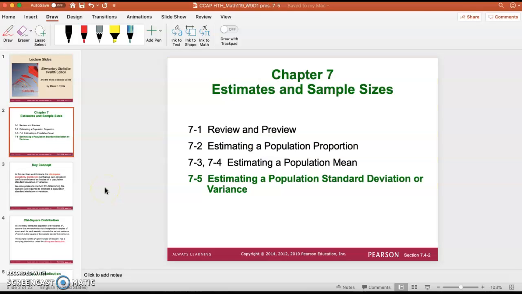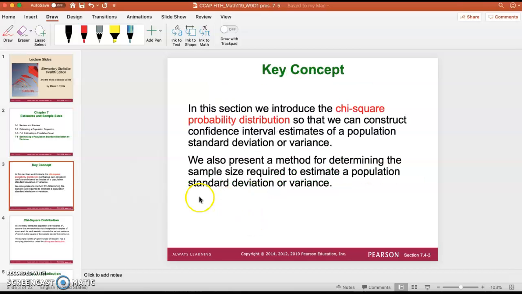Hello. We're going to look in now on some slides for section 7-5, estimating a population standard deviation or variance. So in this section, we're going to be using confidence intervals to estimate population standard deviations or variances. A key concept in this section: we're going to introduce a new distribution, the chi-square probability distribution, so that we can construct confidence interval estimates of a population standard deviation or variance.